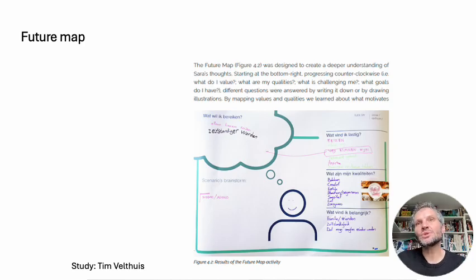This is called a future map, and a future map is basically a kind of visual representation of people's thoughts and deeper ideas and values. How do they see themselves, and what do they want to achieve in life? So you start at the bottom right and you go counterclockwise. First you think about, what do I find important, what are my qualities, what do I find difficult, what is challenging, and what do I then want to reach, what goals do I have, and then you could make a little scenario of how that could be achieved or what would be needed in order to get there. So by mapping the values and qualities, you learn about what motivates people and what drives them.